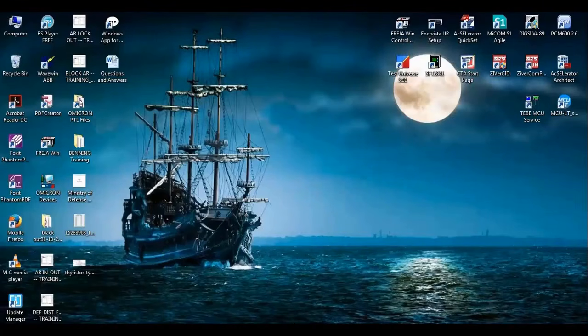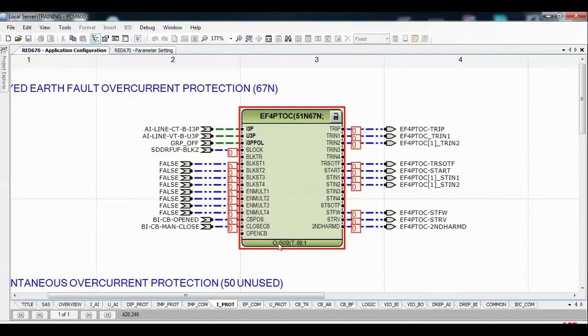Today we will talk about the directional earth fault. First we will open the software. Here we have the earth fault 4 steps protection over current block, and this is the residual over current with 4 steps, IN>1, 2, 3, 4. These are the 4 steps of protection that you have inside it.